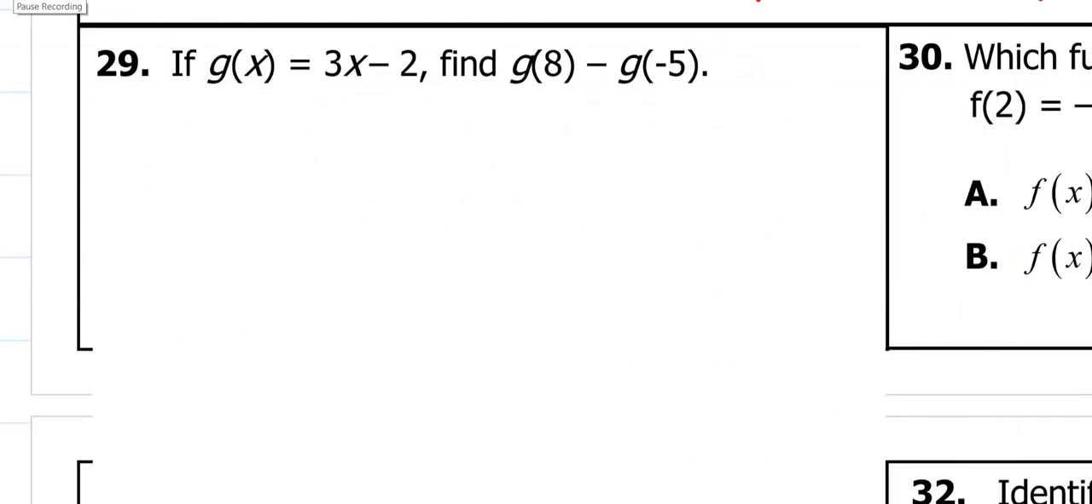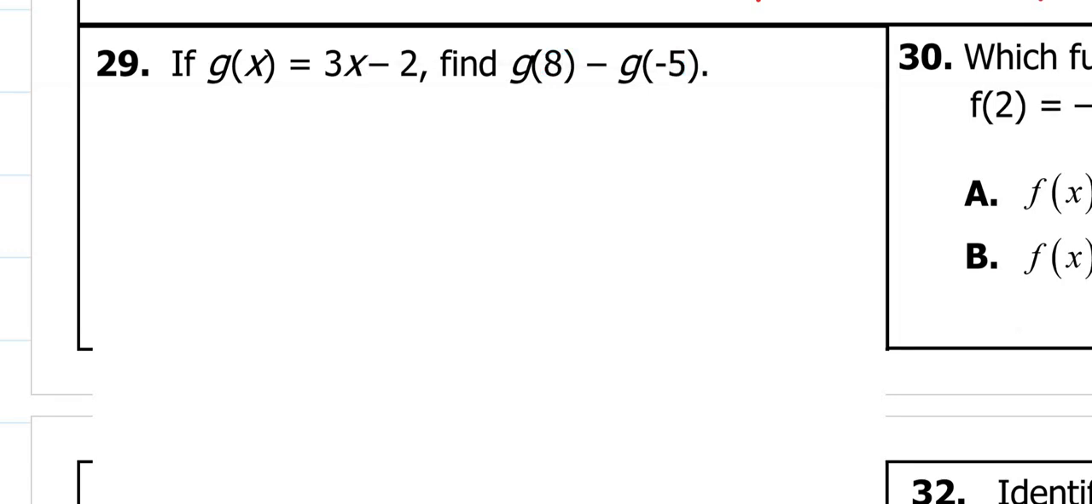29. If g of x equals 3x minus 2, find g of 8 minus g of -5. Okay, so what they want us to do is they want us to evaluate the function. They want us to plug 8 into the x value, and then they want us to plug -5 into the x value, and then take the difference. All right, so let's get this set up.